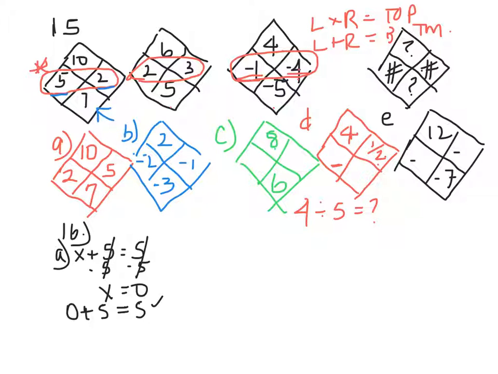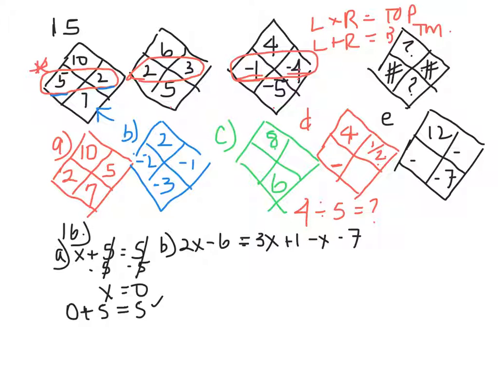Let's try B. B's a little longer. 2x minus 6 equals 3x plus 1 minus x minus 7. Now, all we need to do to solve these is to get our letters on one side and our numbers on another, and then reduce down until we get one letter x equals to one number.